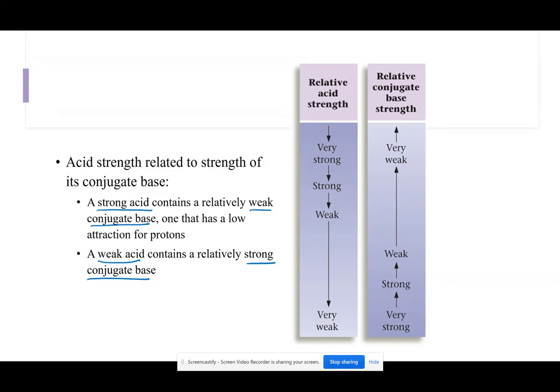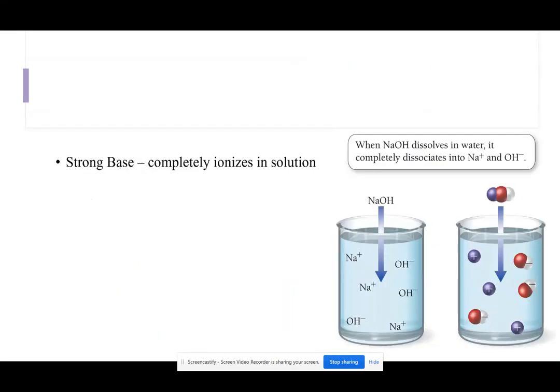Really what we mean is not that it's a strong base in the sense that it would greatly affect pH, but that it is a strong conjugate base, very attracted to hydrogen ions, so it very easily accepts a hydrogen ion, which is the Bronsted-Lowry definition of a base. A strong base is one that completely ionizes in solution. So as you can see, if we have sodium hydroxide, it completely splits into sodium ions and hydroxide ions.